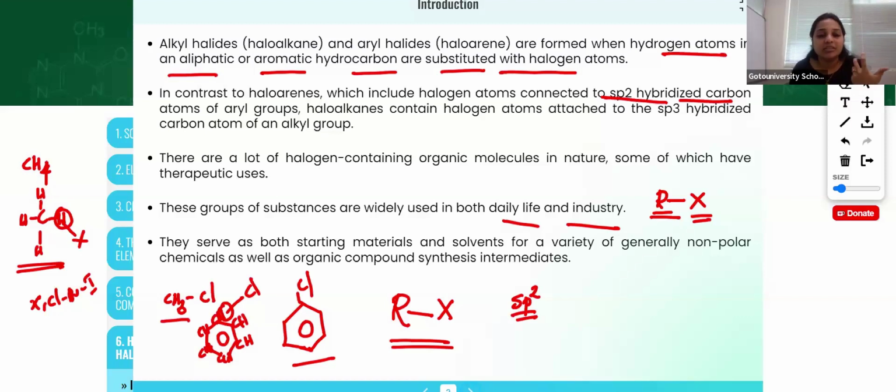They serve as both starting materials and solvents for a variety of generally non-polar chemicals, as well as synthesis intermediates for organic compounds. So they can be used as the starting material for many reactions. These are the important points regarding haloalkanes. Now the next one. This is the introductory part regarding haloalkanes.